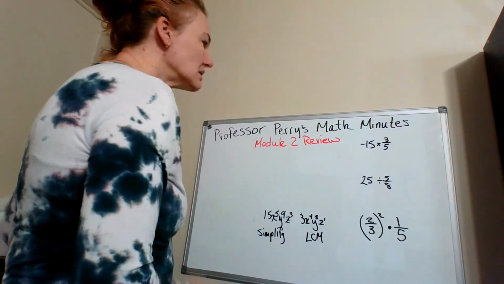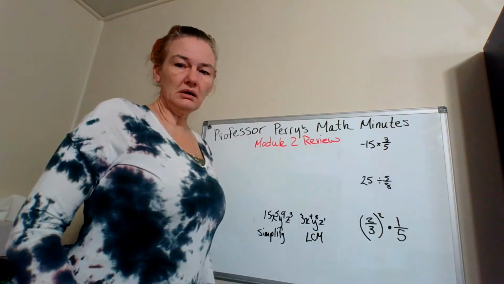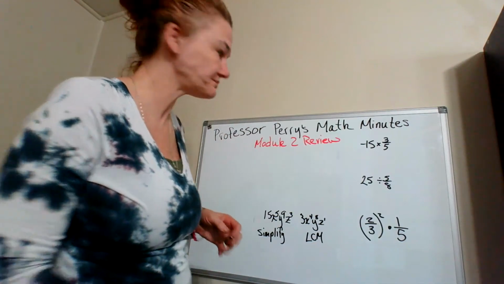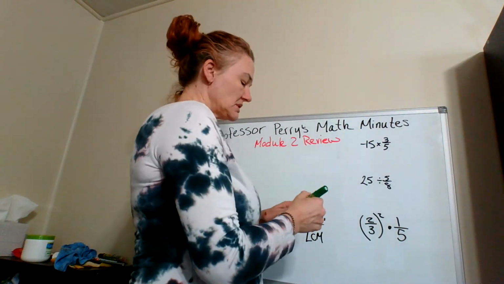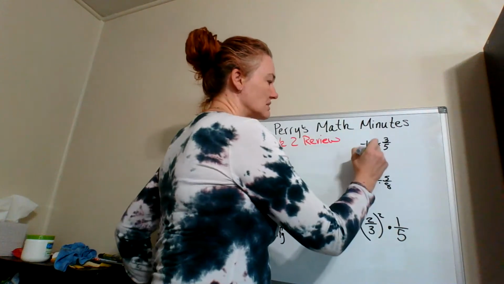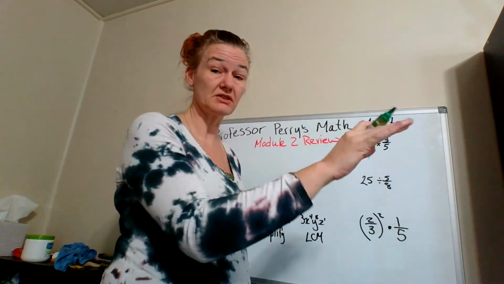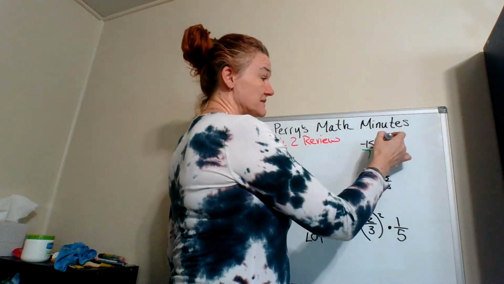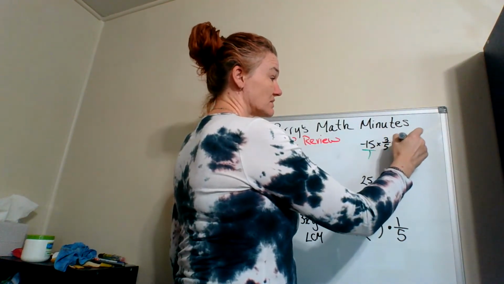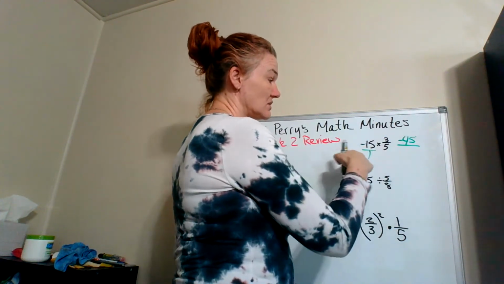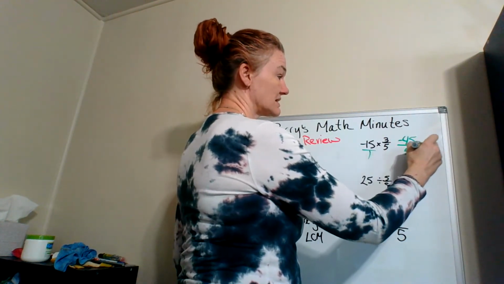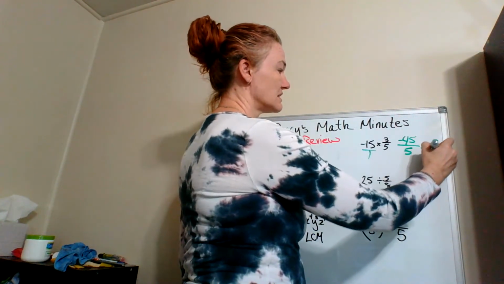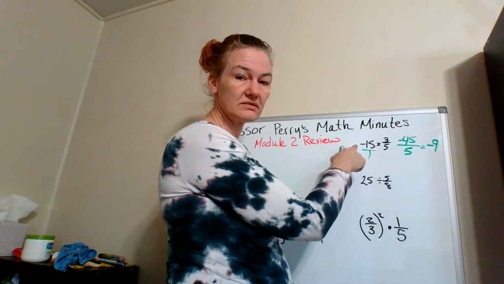Okay, so a whole number times a fraction. You put 1 on the bottom of any whole number. And then you just multiply like it was 2 fractions. Negative 15 times 3 is a negative 45. Don't forget your negative. 1 times 5 is 5. When I simplify this, 5 goes into 45 9 times, so I'm going to have a negative 9. You cannot forget this negative. Okay?